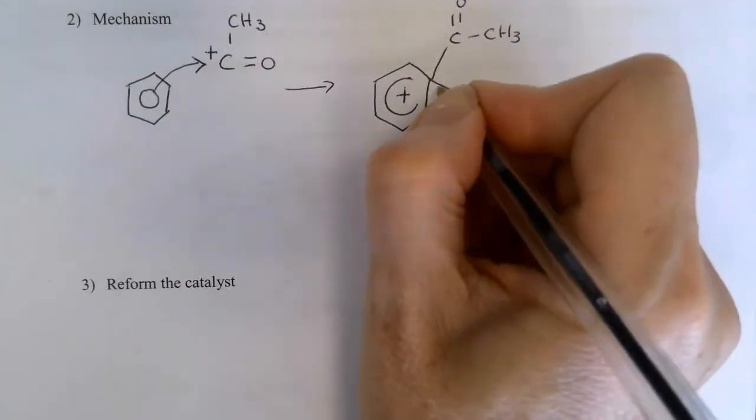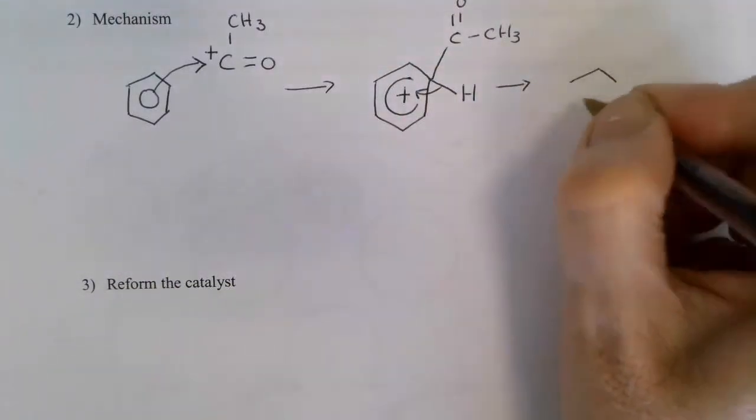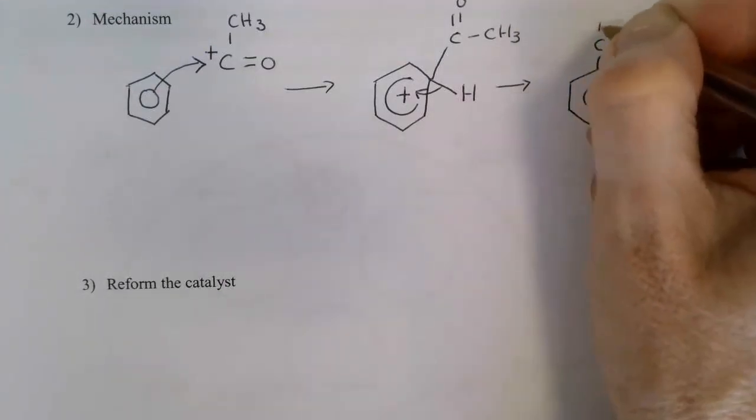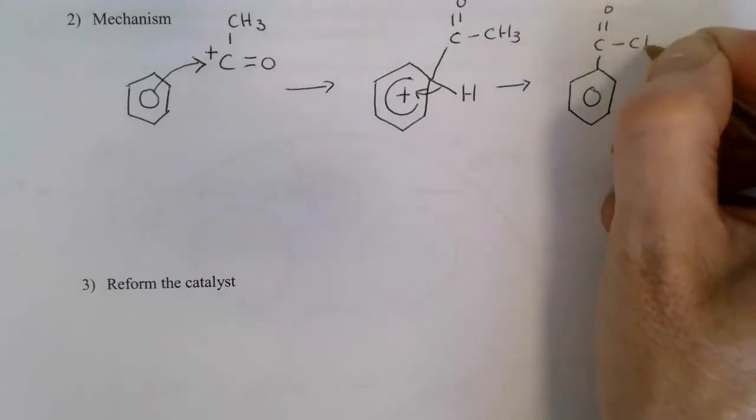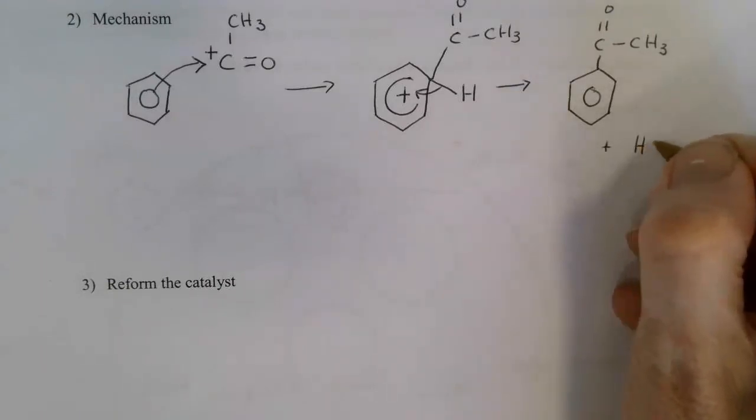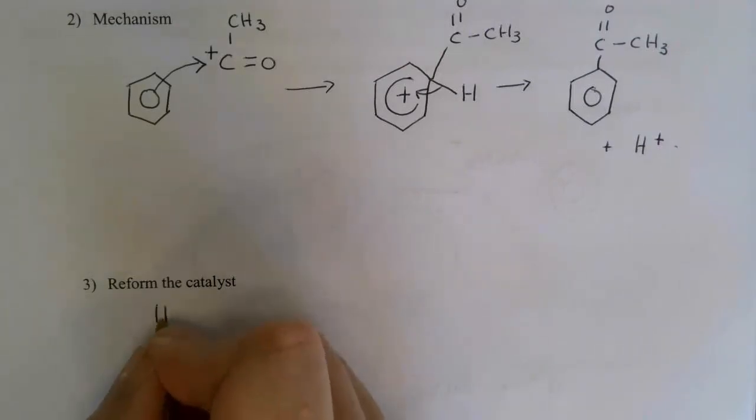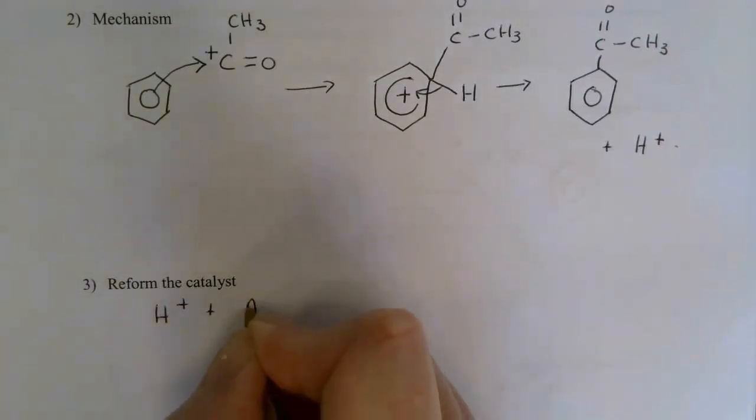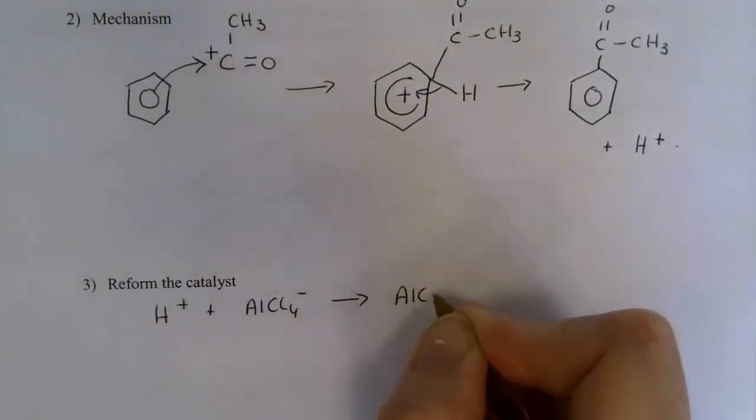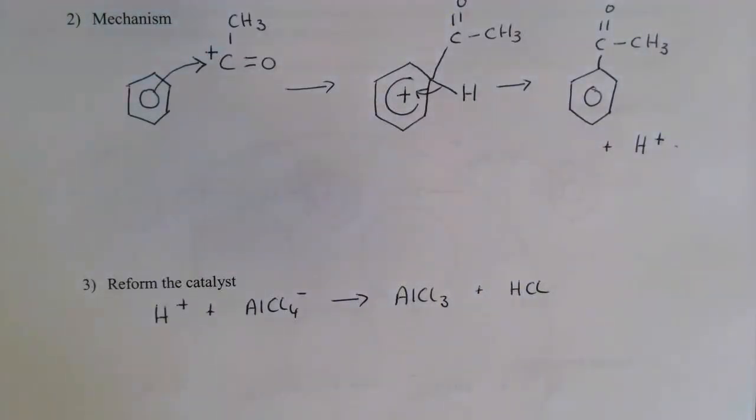And my H, and I go back into my ring, and we get our final product with our C, double bond O. So I've made a ketone functional group. And obviously also I've got my hydrogen ion come loose. Reforming the catalyst, same as before, hydrogen ion plus AlCl4 minus goes back to AlCl3 and HCl as my secondary product.